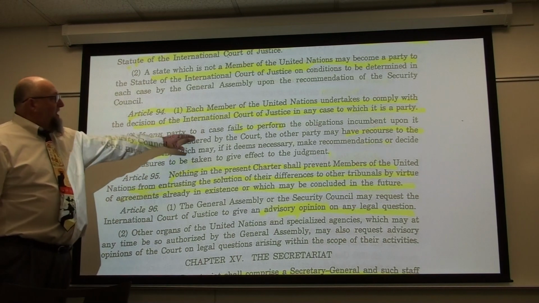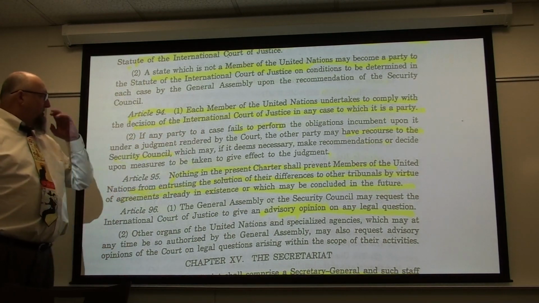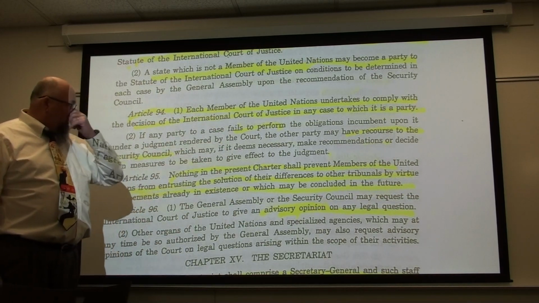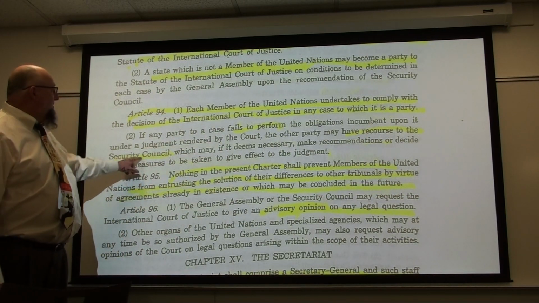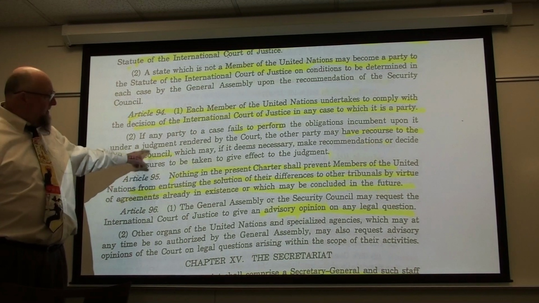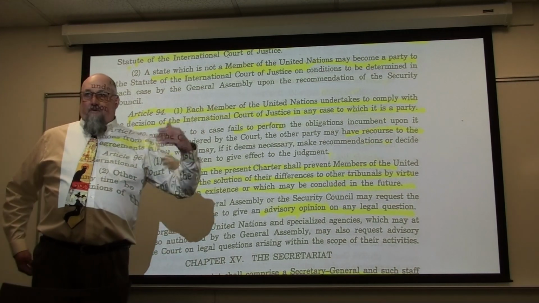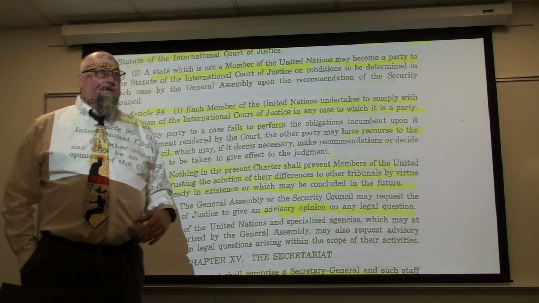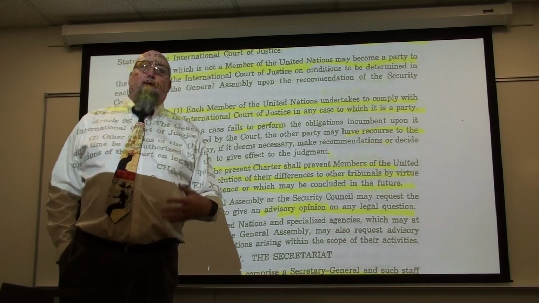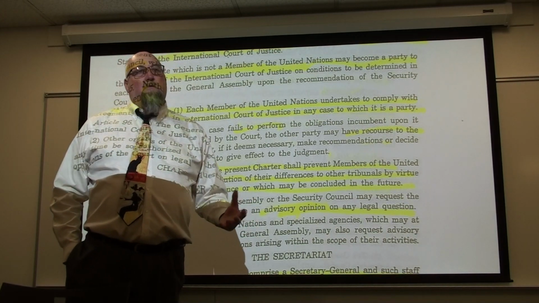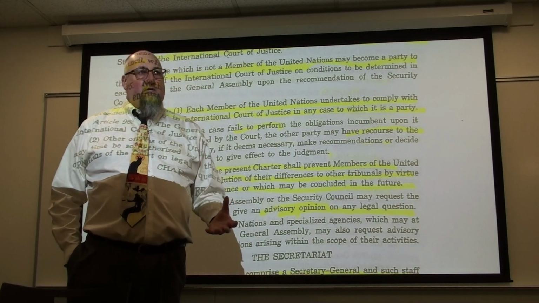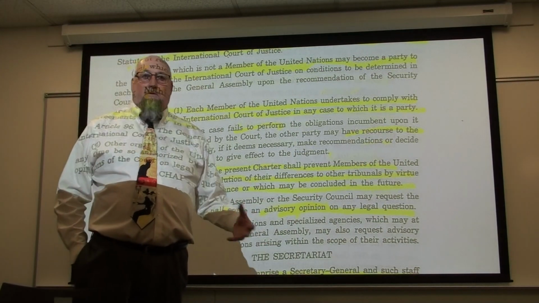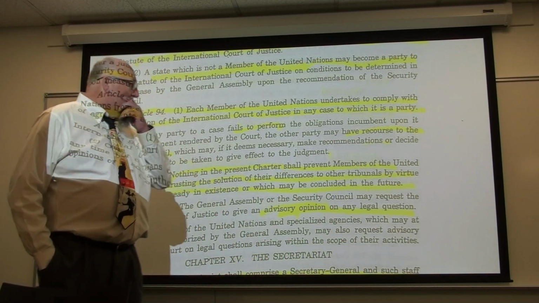If any party to a case fails to perform the obligations incumbent upon it under a judgment rendered by the court, so they don't follow through with the court's decision, the other party may have recourse to the Security Council. So here's where we see an enforcement mechanism on paper allowing for the Security Council, and this may include Article 41 or 42, more likely Article 41 sanctions, in the event that a state is not carrying out the judgment and not following through on the court's decision.